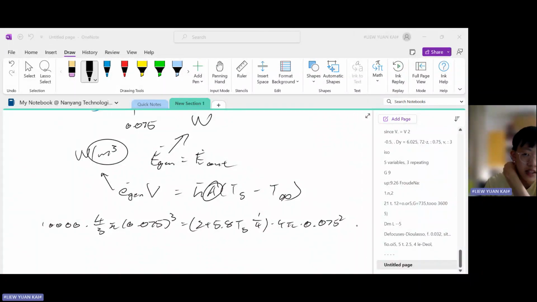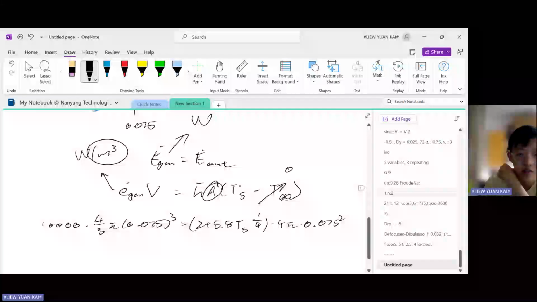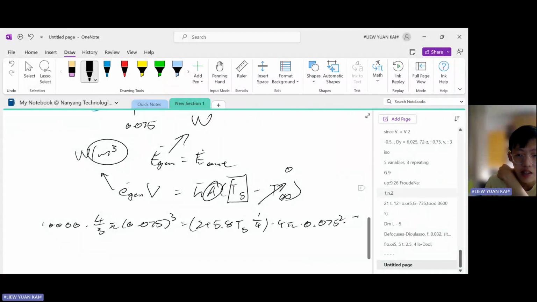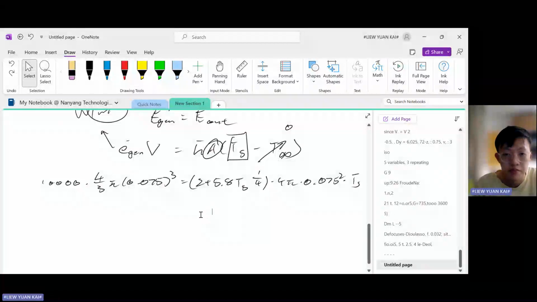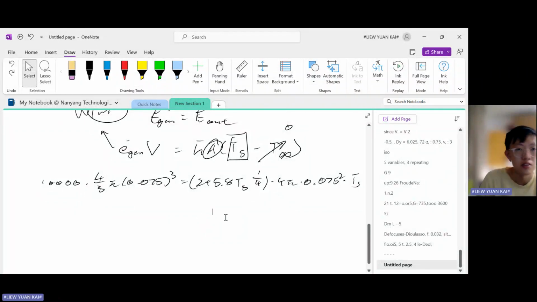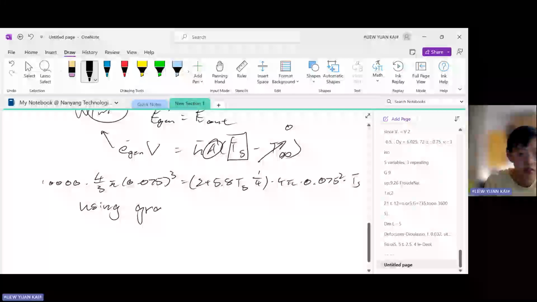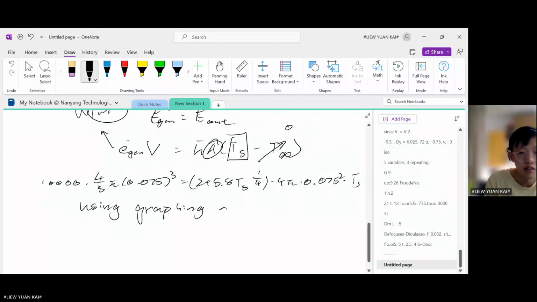And then T infinity is 0 degrees Celsius, so we can throw that away. The only term we're left with is Ts, so you multiply by Ts. Now, there's one equation and one unknown, but the thing is, it's not easy to solve because of this Ts to the power of 1/4. So the only way I can see going through this is using our graphing calculator. So let's have a look.